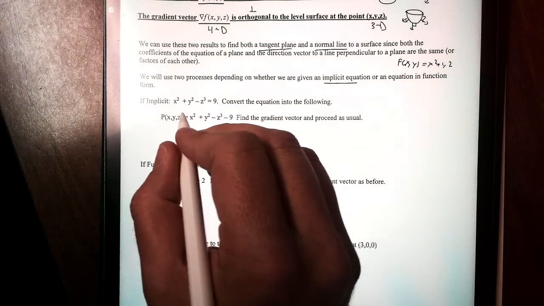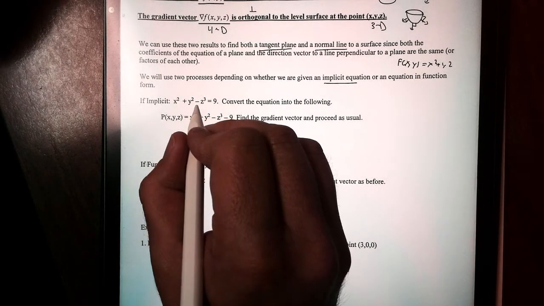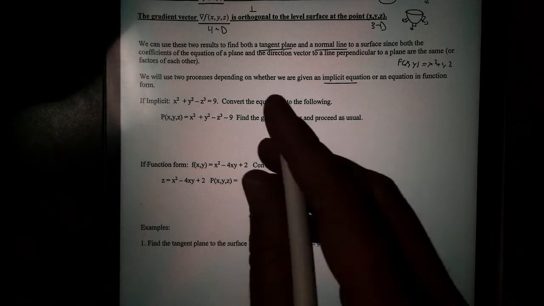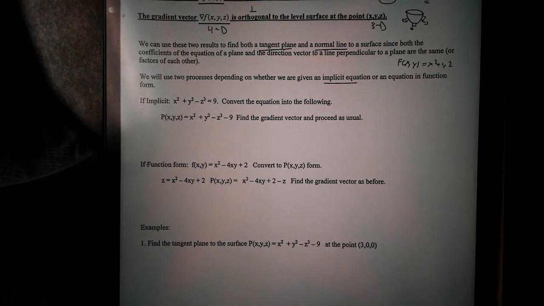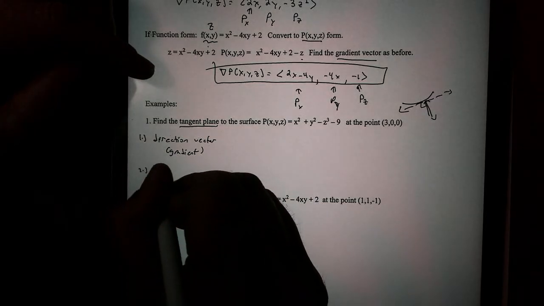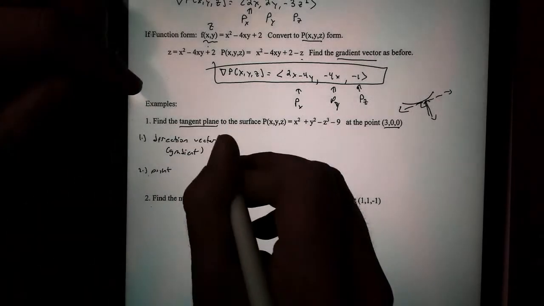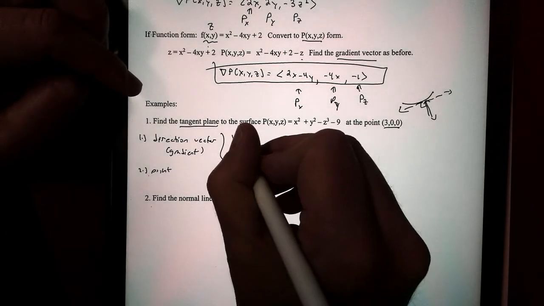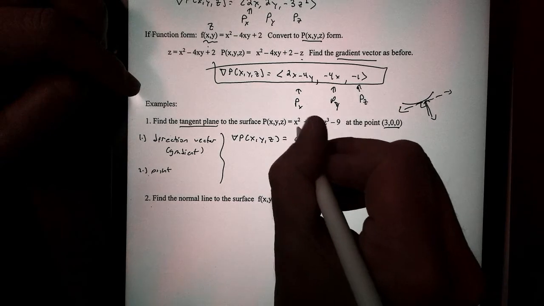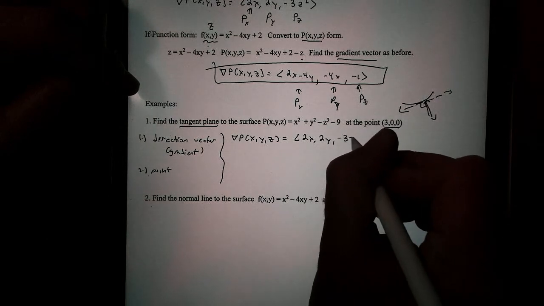If our equation is implicit, such as x squared plus y squared minus z squared equals 9, we are going to convert it to an explicit function. And we need a point, which they give us: 3, 0, 0. To get the direction vector, we're going to use our gradient. And of course, that's just 2x, 2y, negative 2z.